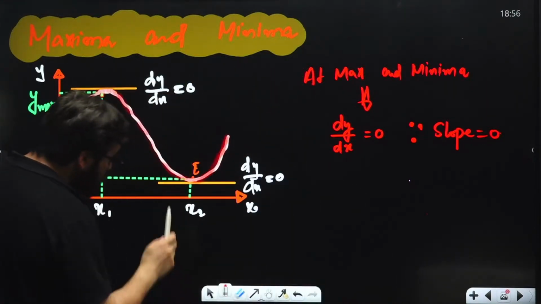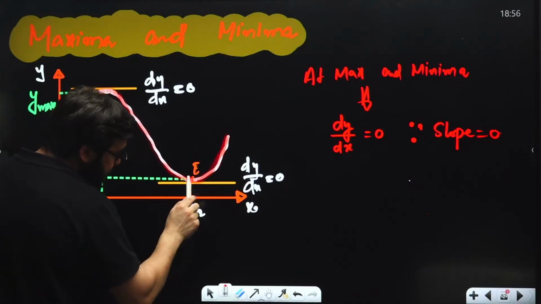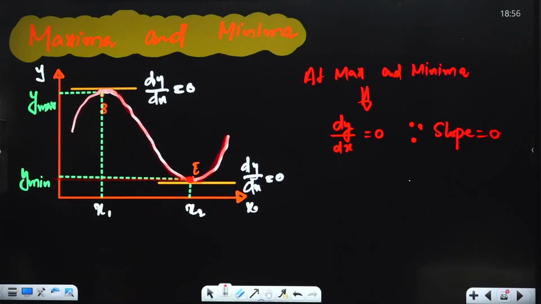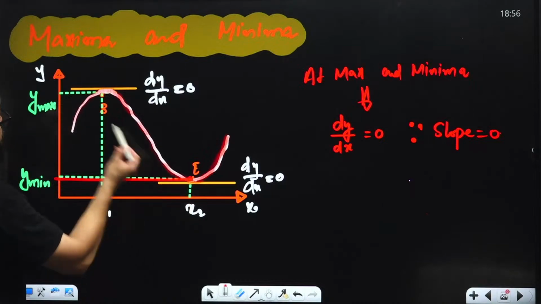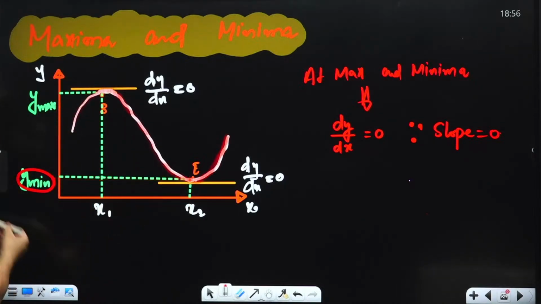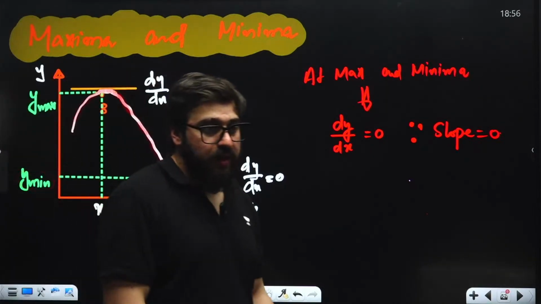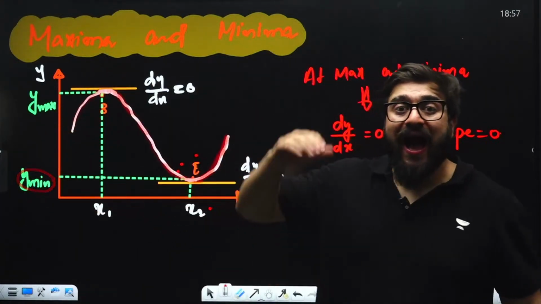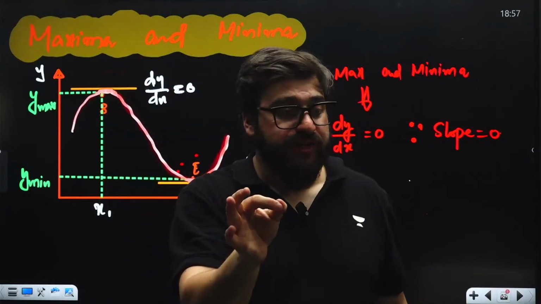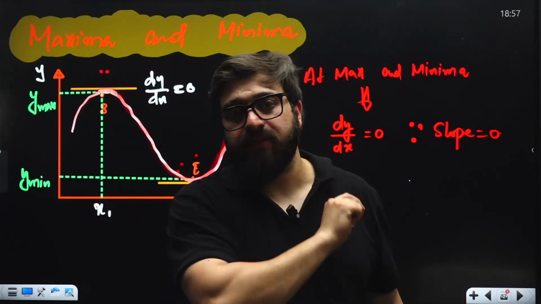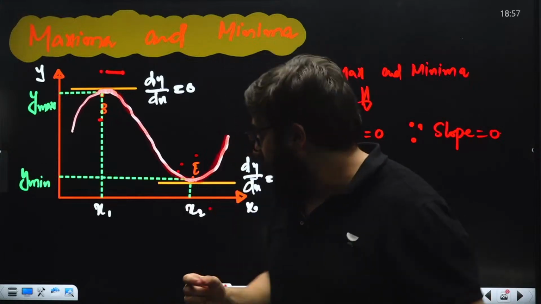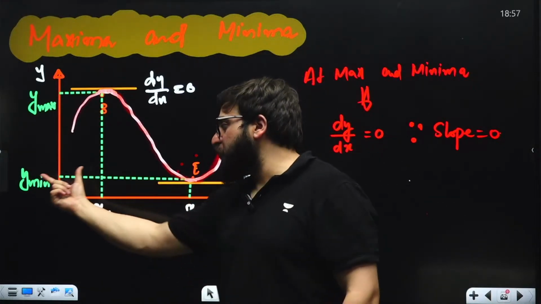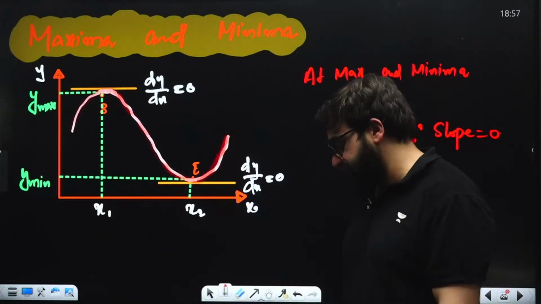And if we take a look at this particular point, this is the lowest point in the entire graph. So here the value of y will be minimum. So we call this maxima, we call this minima. Maxima is the highest point at which the value of y is maximum; minima is the lowest point at which the value of y is minimum.